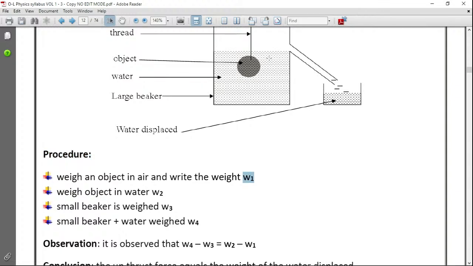We now put water inside this Eureka can until it starts flowing out, and then you stop. You allow it to flow out until it's at this level and nothing is flowing out anymore. The water is now stationary. Then you gently lower this mass into the water. Remember, the mass is still suspended on the spring balance. Before you lower it, this small beaker should be empty.